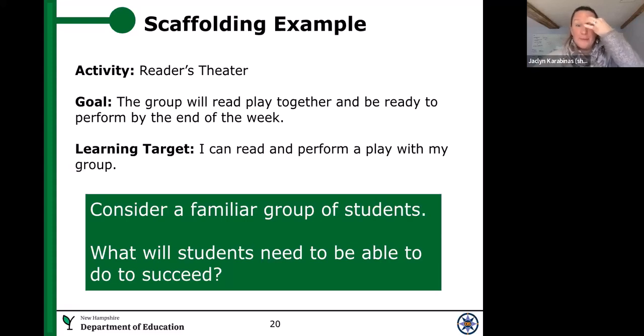All right, does anyone have a group of kids in mind, or an idea, thinking of those kids, thinking, okay, here are the things they would need to be able to do to succeed, things I'll need to support them on, mini goals to reach?